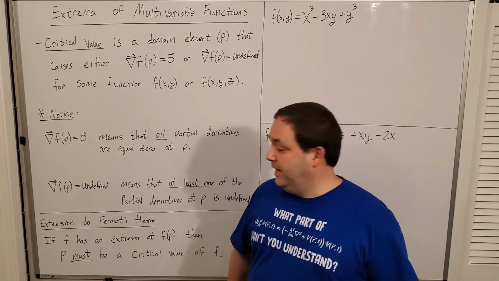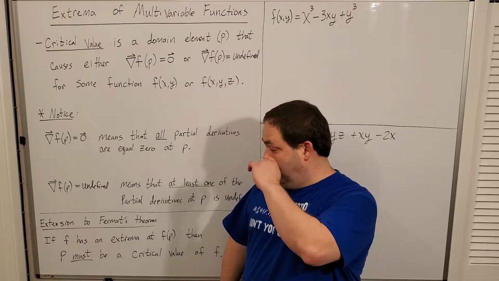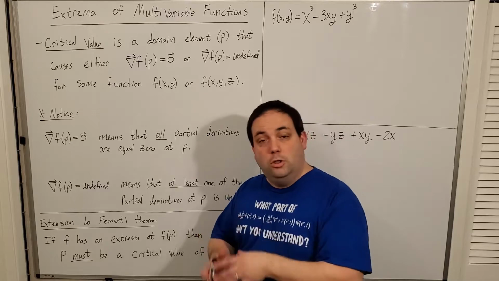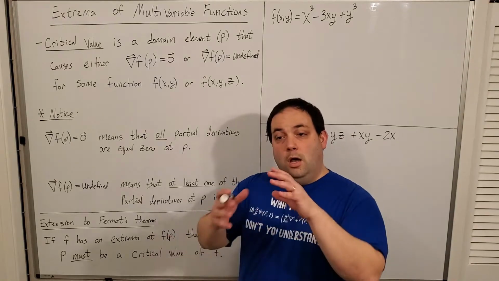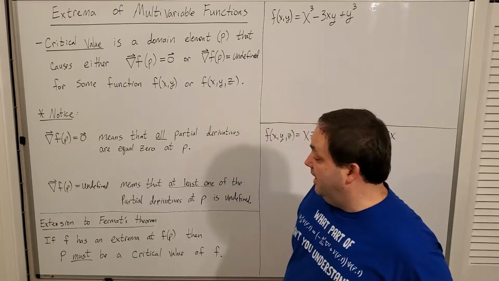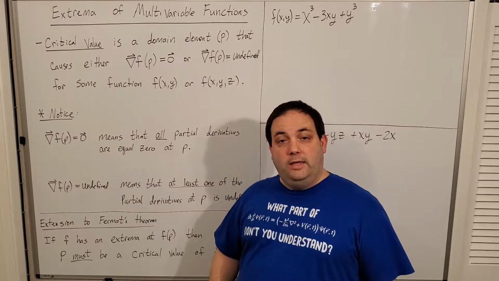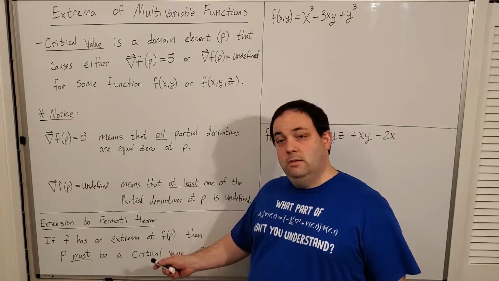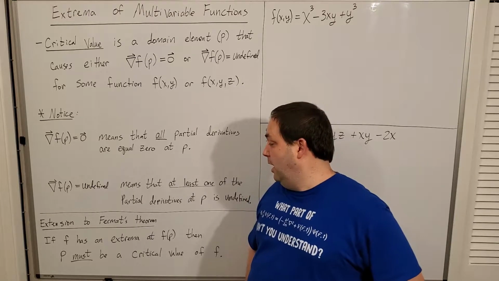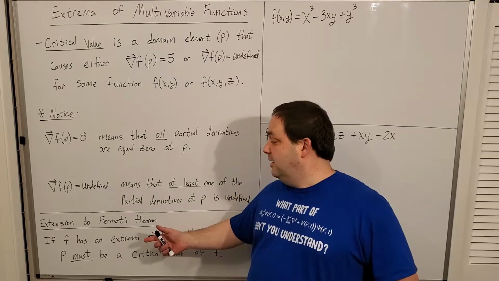And just like in Calc 1, Fermat's theorem, but we're basically extending it, okay? Fermat's theorem basically said if you have an extreme value, like a local maximum or a local minimum, on some interval in Calc 1, this will be a region now, then that particular extreme value must be located at a critical point that is contained inside of the region that is continuous in, okay? So this is basically an extension of that theorem that was used in Calc 1, Fermat's theorem.